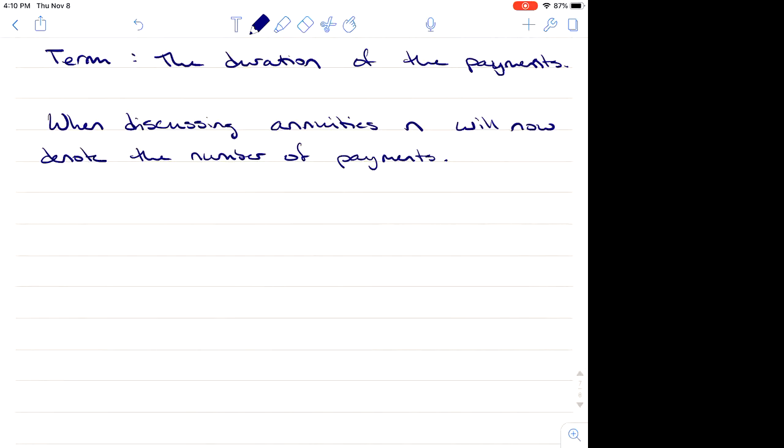Annuities, right? There's different types, right? So we'll start with ordinary annuities and then annuities due. Ordinary annuities are where the payments are being made at the end of the payment period, right? So at the end of each month or at the end of the day or at the end of the year, whatever, right? Whereas an annuity due, the payments are being made at the beginning, right?